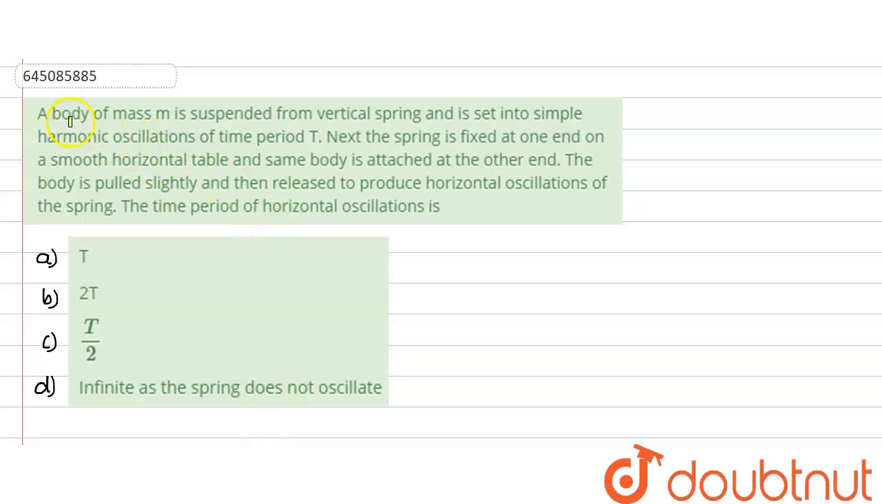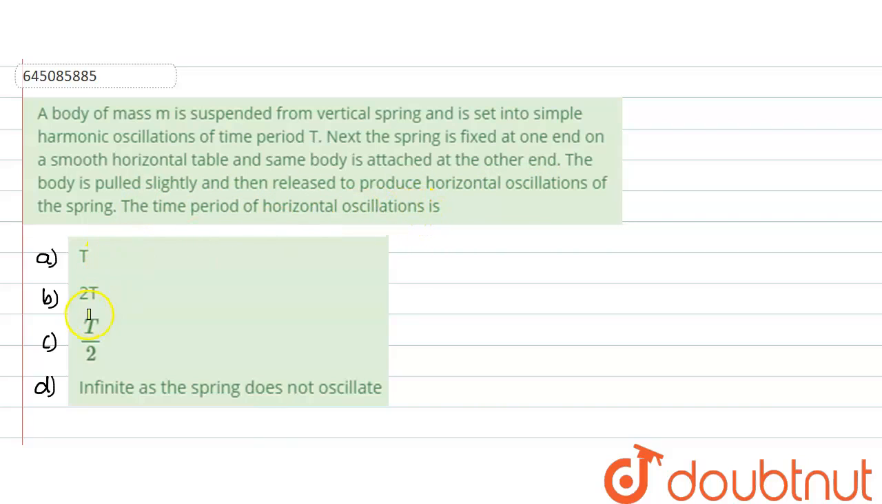Hello everyone, let us start with our question. In this question, what is given is that there is a body of mass m which is suspended from a vertical spring and set into simple harmonic motion of time period capital T. Next, the spring is fixed at one end on a smooth horizontal table. So initially it was vertical and now it is horizontal motion. The same body is attached to the other end. The body is pulled slightly and then released to produce horizontal oscillation of the spring. Now the time period of the horizontal oscillation would be equal to what?